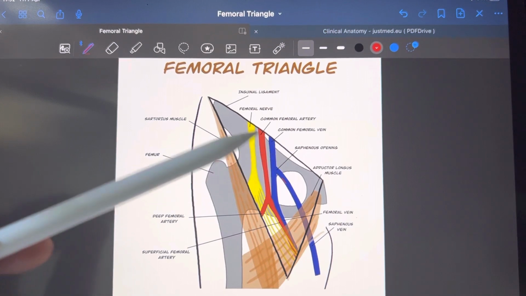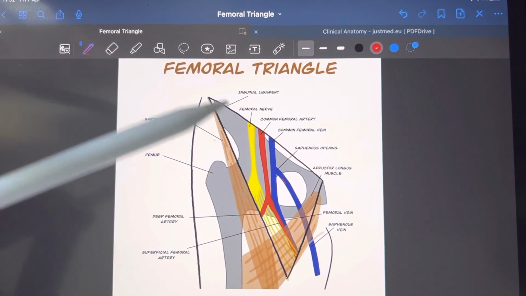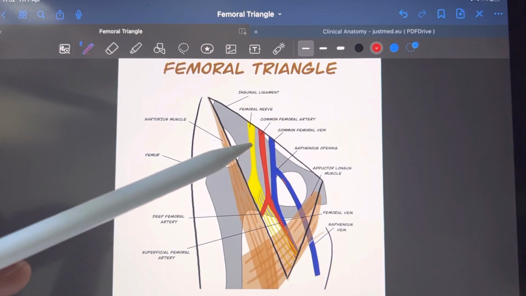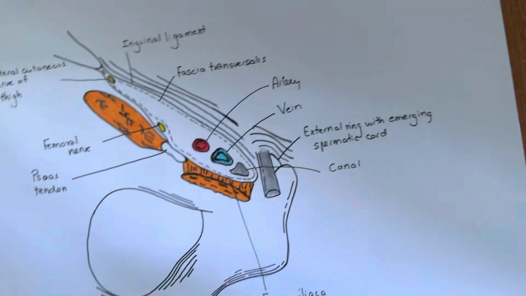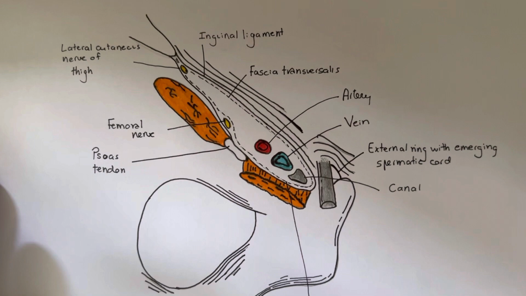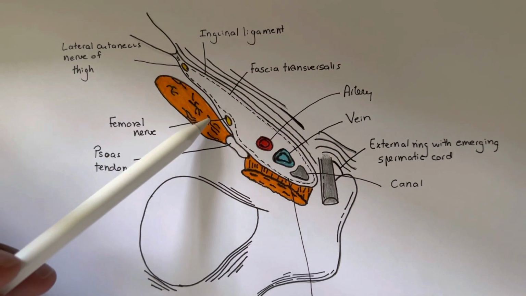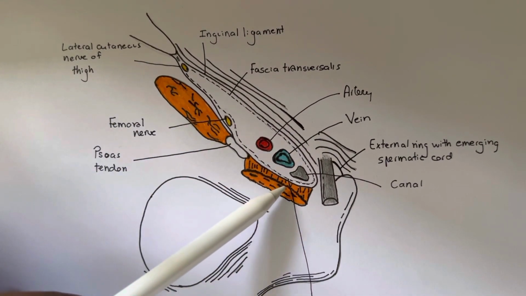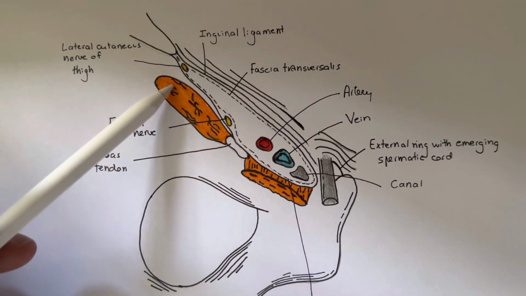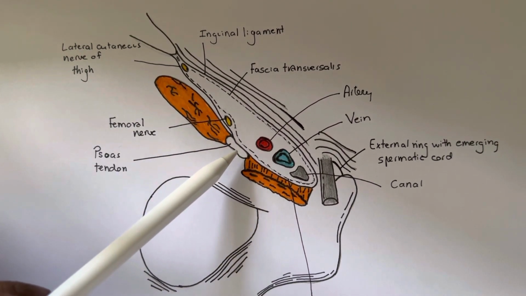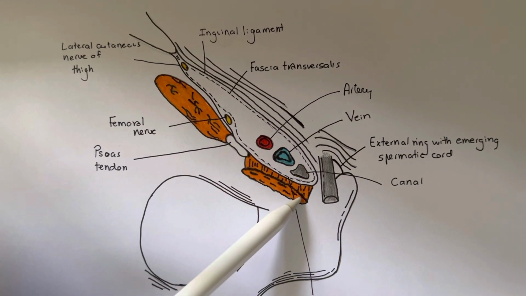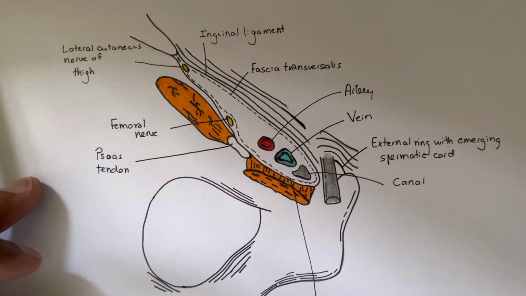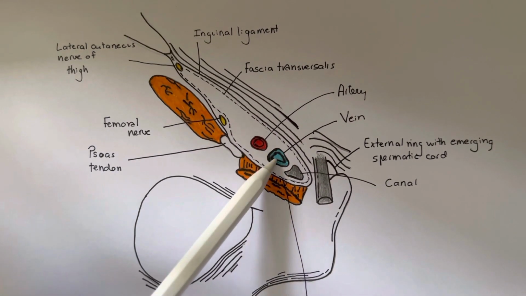Now there are a few more things that I want to talk about, for example the femoral sheath, but I'm going to use a different diagram just to make it easy for you guys to understand. And this is the diagram that I'll be using. So what you're seeing here, highlighted in orange, are the muscles that make the base of the femoral triangle. This is the iliacus muscle, followed by the tendon of the psoas muscle, and this is the pectineus muscle.